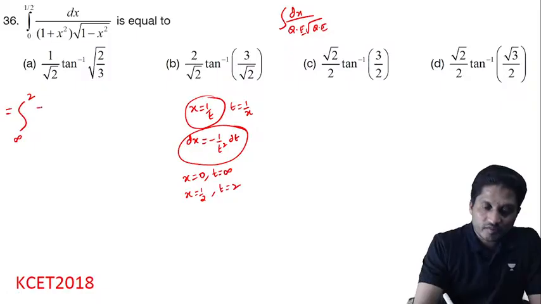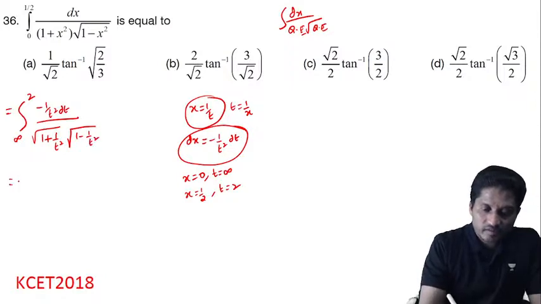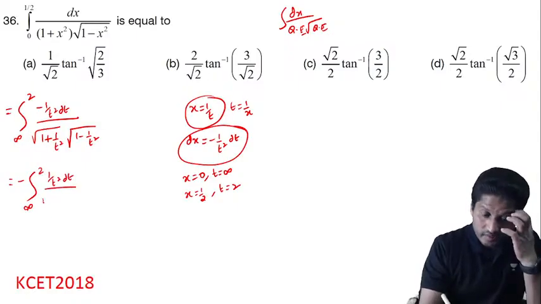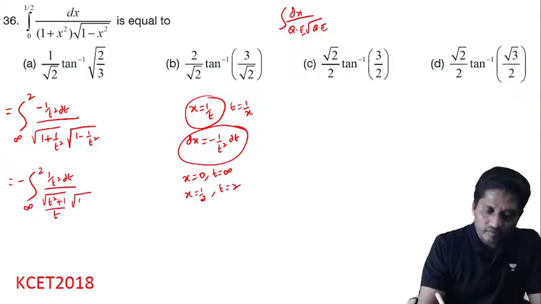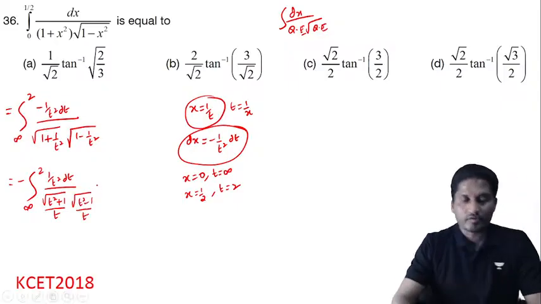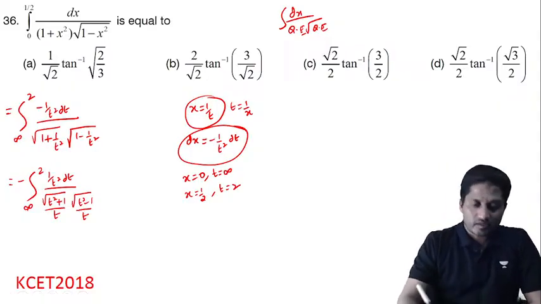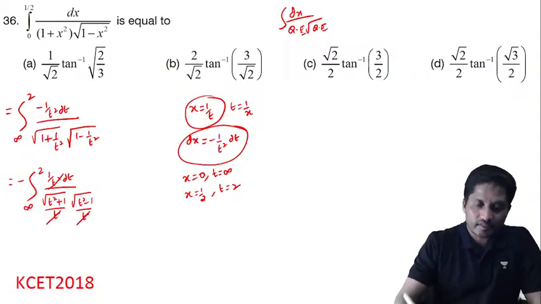dx is equal to minus 1 by t square dt. Root of 1 plus x square, x is equal to 1 by t, so 1 by t square. Root of 1 minus 1 by t square. Okay, so this is minus integration of infinity to 2, 1 by t square into dt. If I cross multiply, you get root of t square plus 1 divided by t. I'm taking out root of t square minus 1. T square is under the root, take out, you get t only. Okay, now this t will cancel with t square.